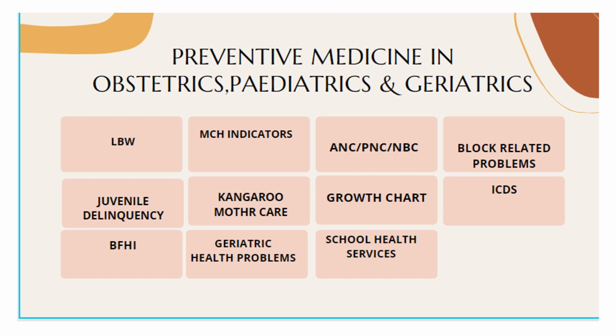Besides this, certain small things like juvenile delinquency, kangaroo mother care, then the BFHI, that is the Baby Friendly Hospital Initiative. There are some 10 pointers which you should look up. The school health services, ICDS are important ones. And besides this, in geriatrics, you look up the major health problems in the geriatric age group. And one of the most important areas in this is the ICDS growth chart, how to plot it, how to interpret it, what are the different zones and significance of them. You should be well aware of it.